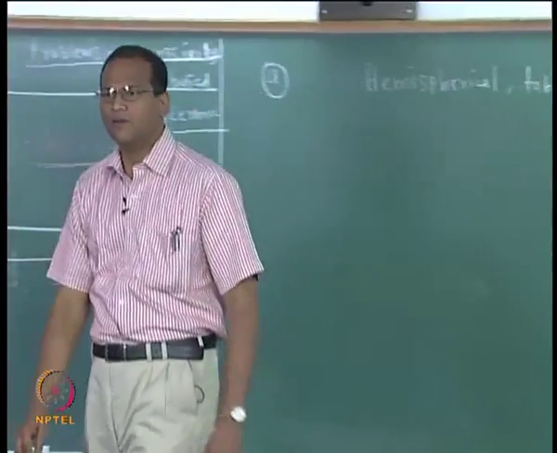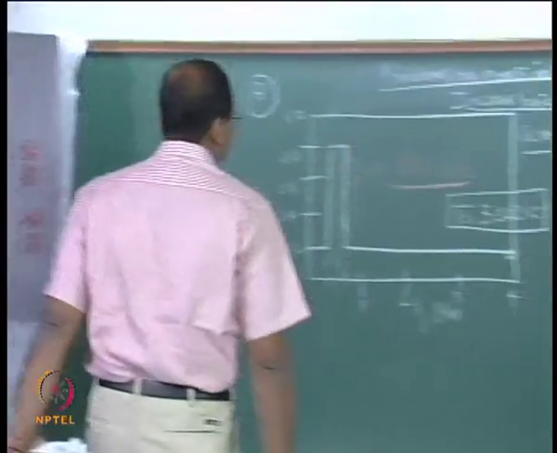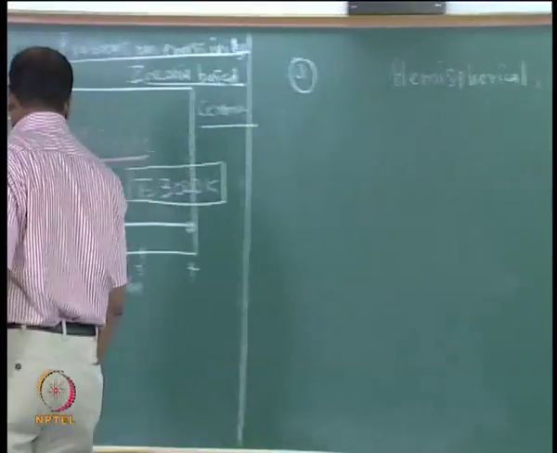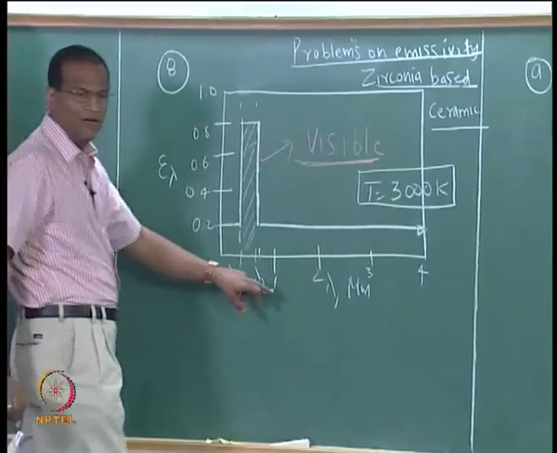I want to get this hemispherical total emissivity. Okay. So I call this lambda 1, this is lambda 2, right? Lambda 1 and lambda 2 visible part.